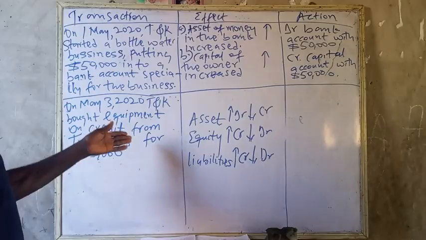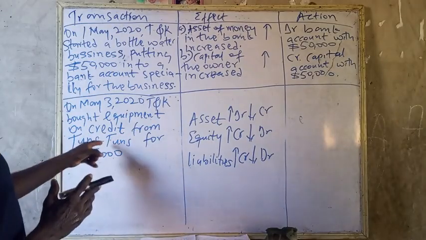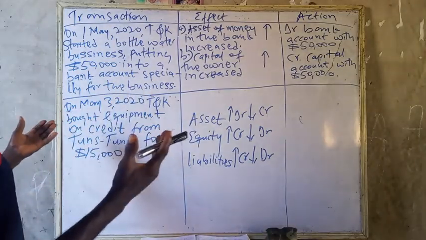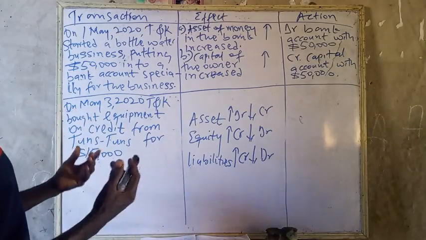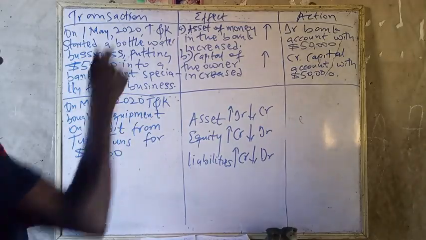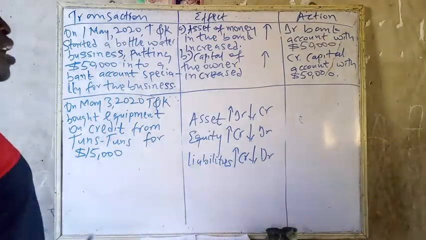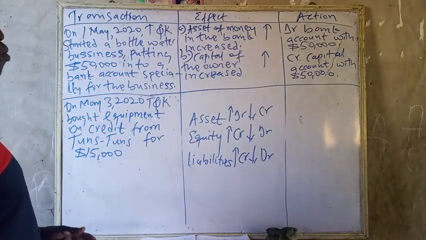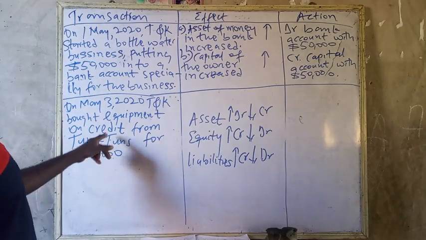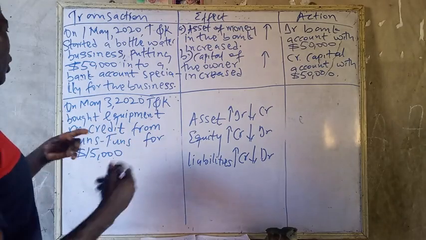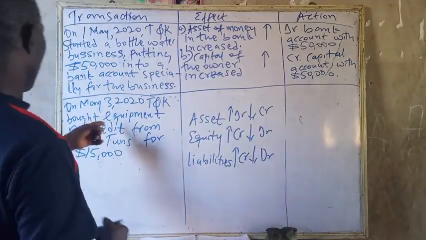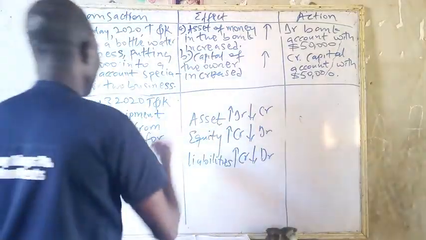So when you buy on credit basis, you are going to write the name of the supplier or whoever you bought it from. But when you buy on cash basis, it is bank that you are going to write as the account. But in this case, the account is Tunes account and equipment account. So is this asset, equity, or liability? Equipment is the asset account.